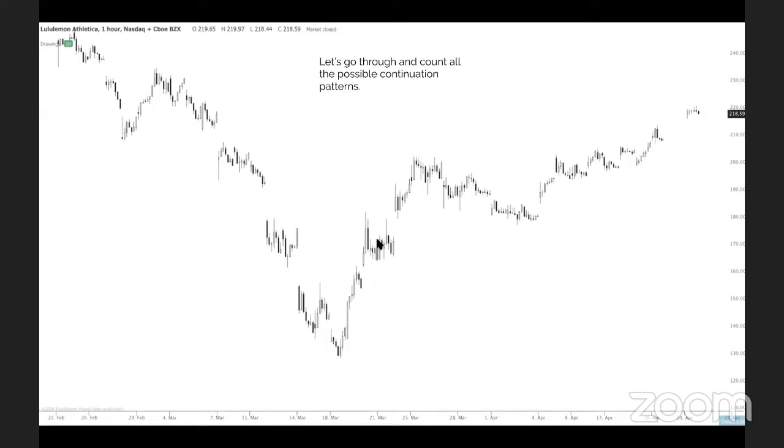So here's a chart. Let's go through and count all the possible continuation patterns we can find. Here we go. Flag pattern, you could call that a pennant pattern. Definitely something there with red. And I'm probably gonna miss some. Here's a double bottom. That double bottom looked really nice. So inside the double bottom, you get a pennant pattern right here. And when that pennant pattern comes in, it breaks higher and continues higher. Makes a new high. That's where I'm selling if I play the double bottom correctly.